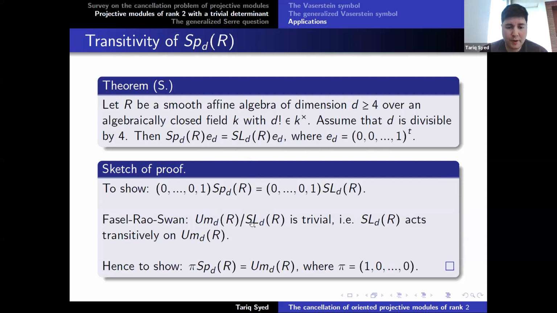And Vaserstein already proved that this orbit space is trivial, and hence SL_D acts transitively on the set of unimodular rows. So all we have to prove is that SP_D also acts transitively on the set of unimodular rows. So we can simply pick one. We pick this one, (1, 0, 0, and so on). And we want to prove that every unimodular row is in the orbit of pi, so is the first row of a symplectic matrix.